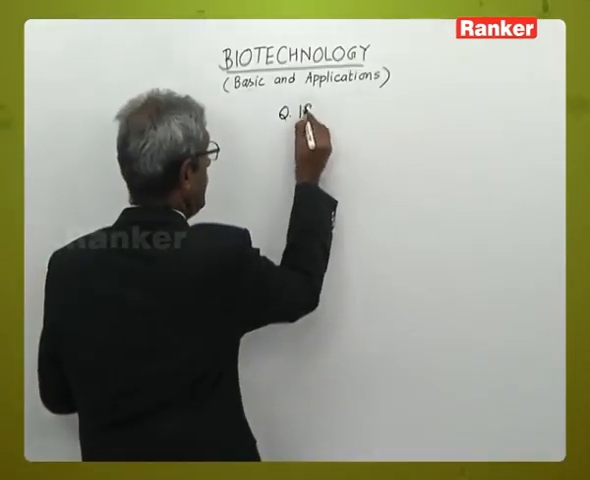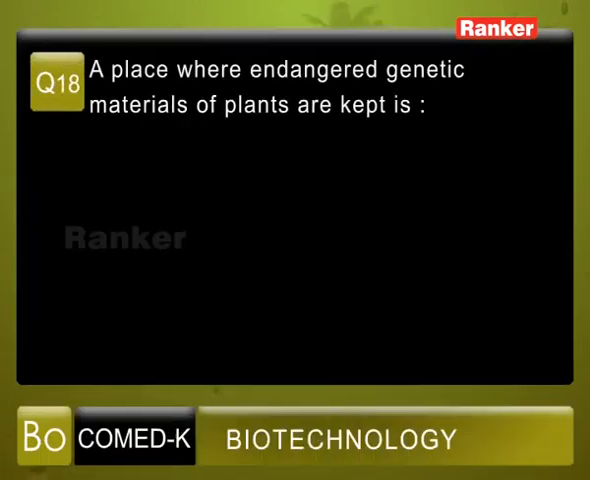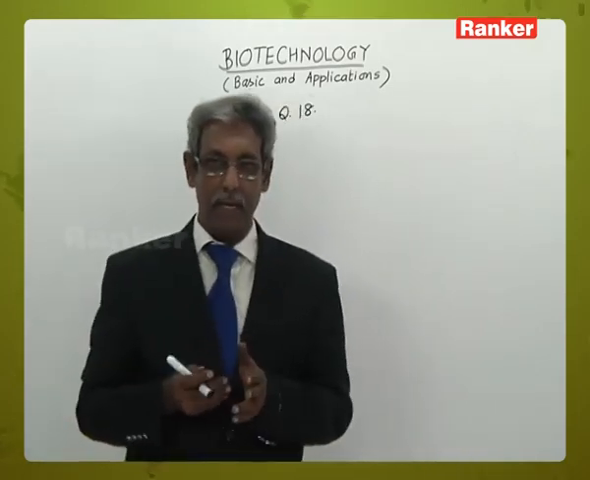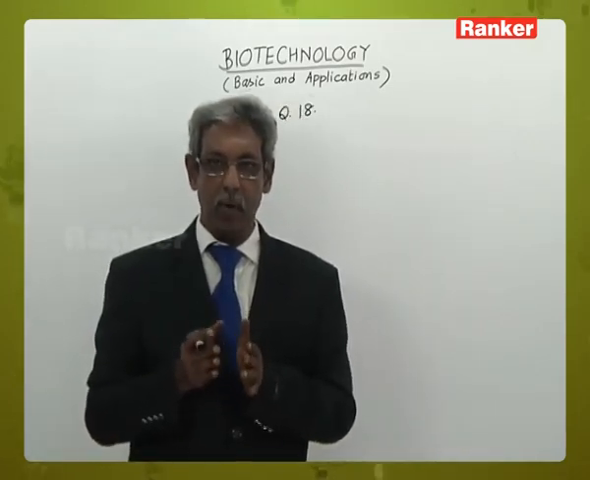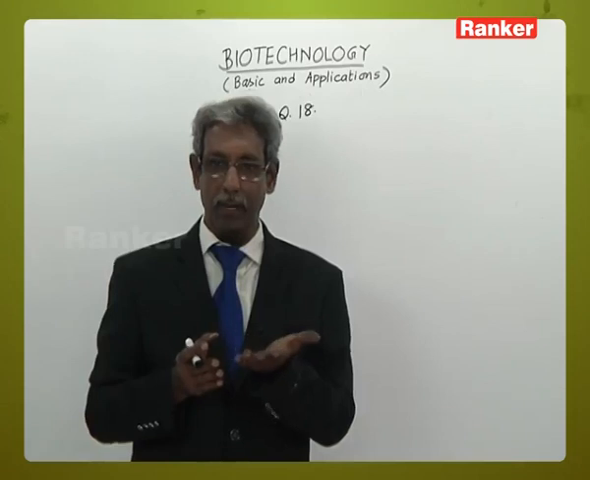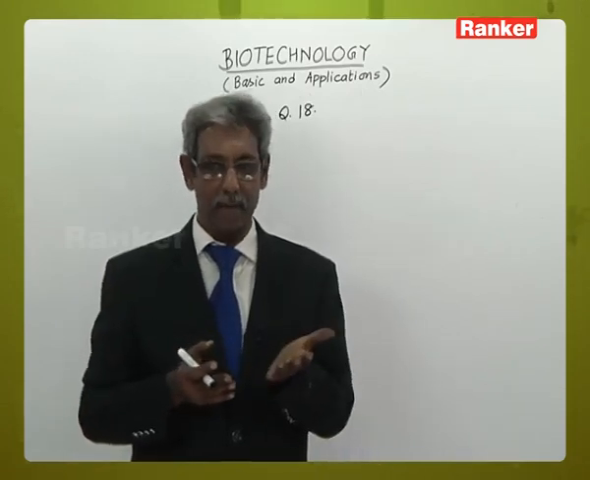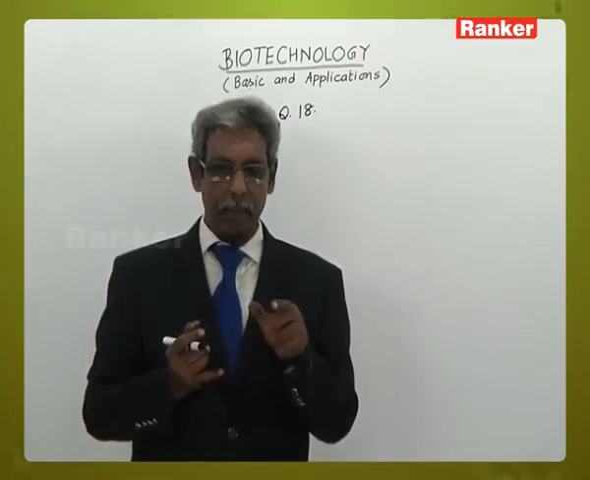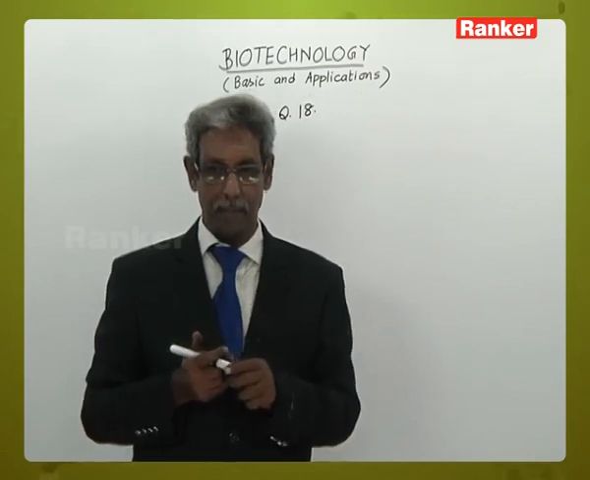We go to question number 18. A place where endangered genetic materials of plants are kept is called what. Choices: A is gene library, B is gene bank, C is gene pool, D is herbarium. Choice A, gene library. A gene library is an assemblage of recombinant DNA, cDNA, which are present in small petri dishes, which are put in banks. It is an assortment of DNA sequences and pieces of DNA which have got the plasmid.